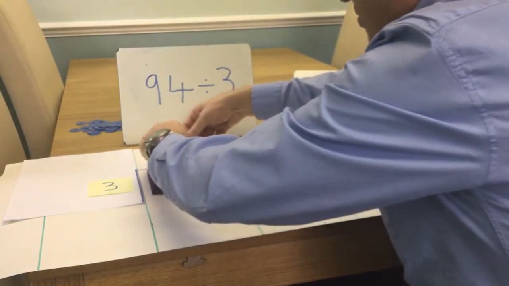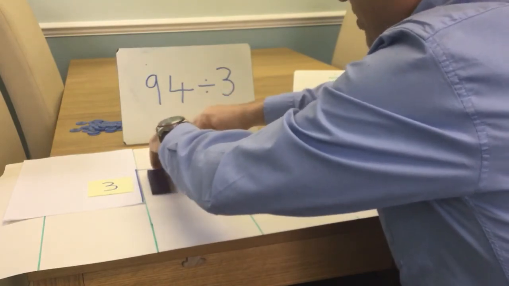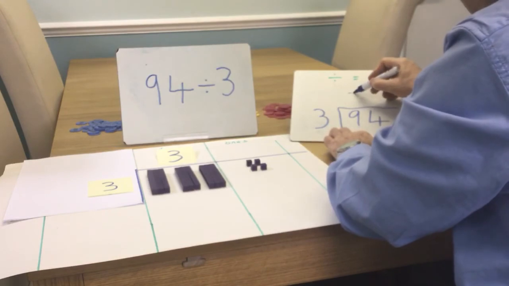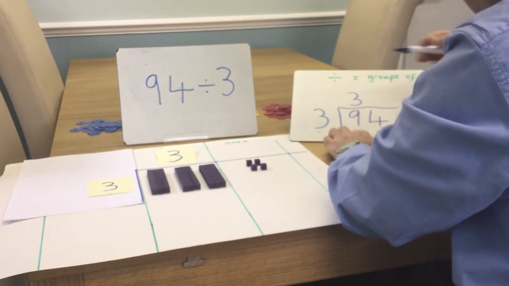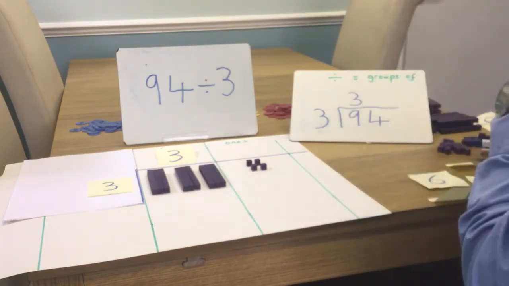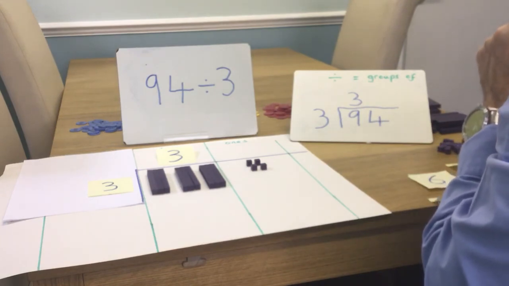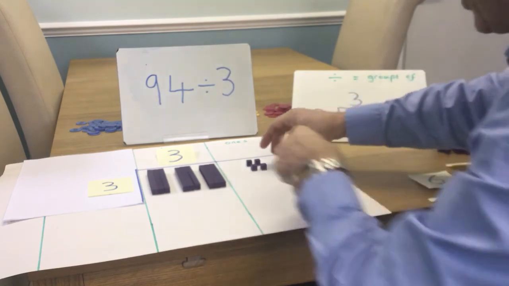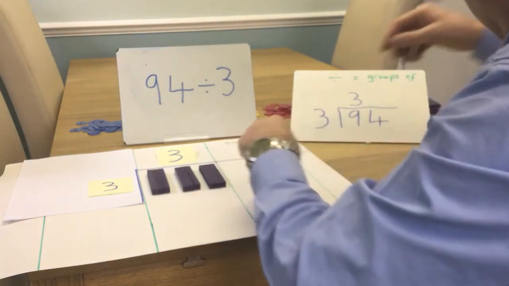And 30 times 3 does make 90. So I'll pop in my 3 there. And then I've got 4 in the ones column. So how many groups of 3 ones can I make from 4 ones? I can only make 1.